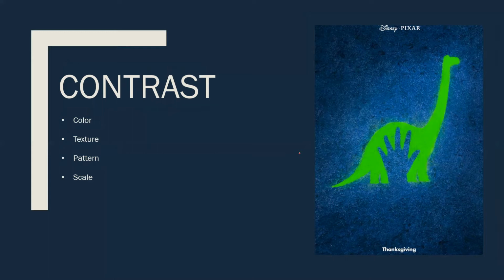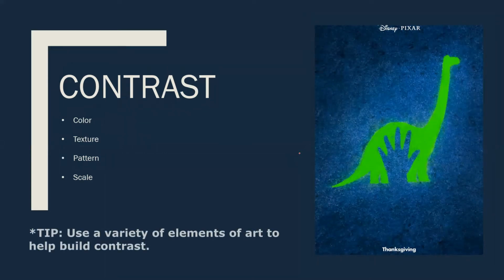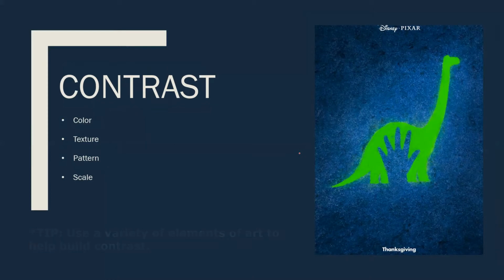I cannot stress enough how important it is to make your poster stand out and really grab your audience's attention. The easiest way to do this while also assisting in readability is by contrasting your basic elements of art. There are a variety of ways to create contrast, and here I've included just a few examples, such as color, texture, pattern, and scale. This Disney poster here is a great example of how simple contrast can be. A textured background really makes the solid green of the dinosaur stand out. Also note the great use of negative space to add great drama to the image.